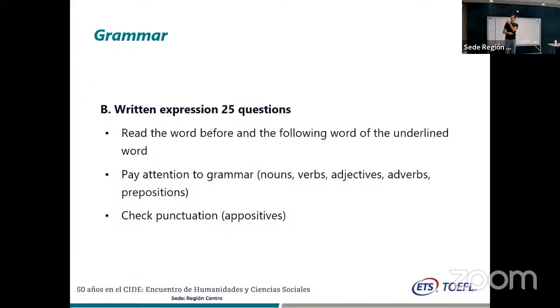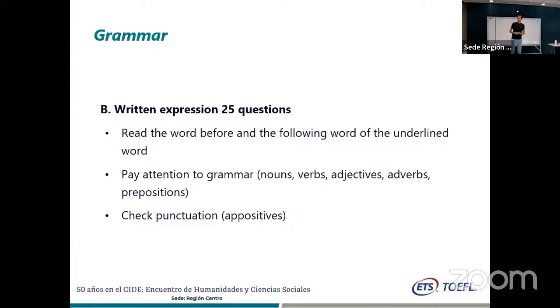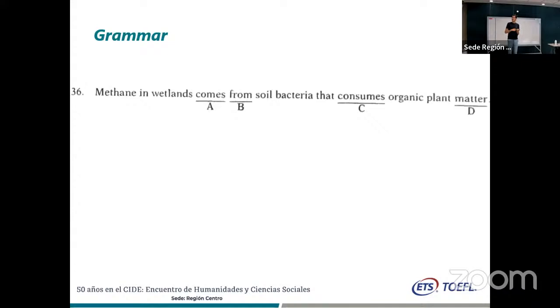In the other section, again, it's a sentence like this. It's a complete sentence, but you have to identify a mistake. All right? So the strategy here is read the word before and the following word of the underlined expression. You have to see the elements that are surrounding the word that we think is a mistake. So we have to go back and forth and see what's the problem there. And again, grammar, nouns, verbs, adjectives, and punctuation will be important.